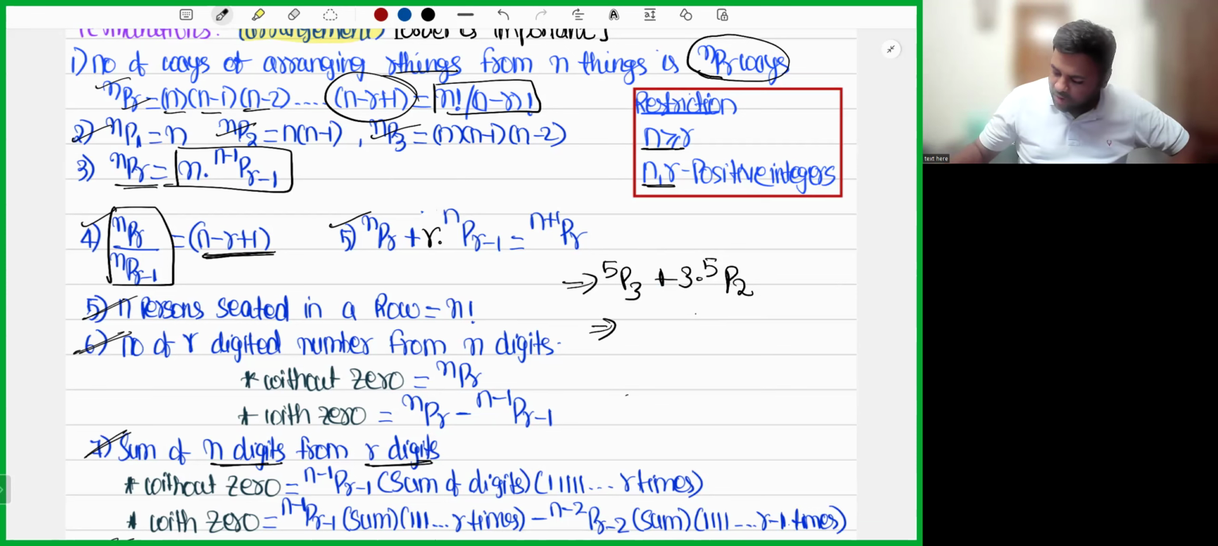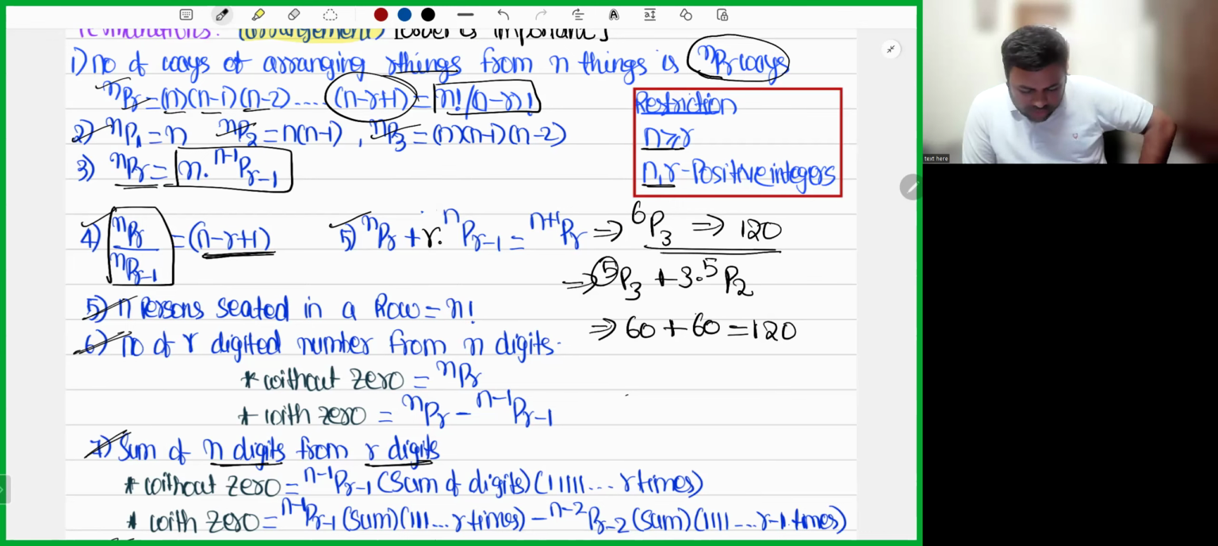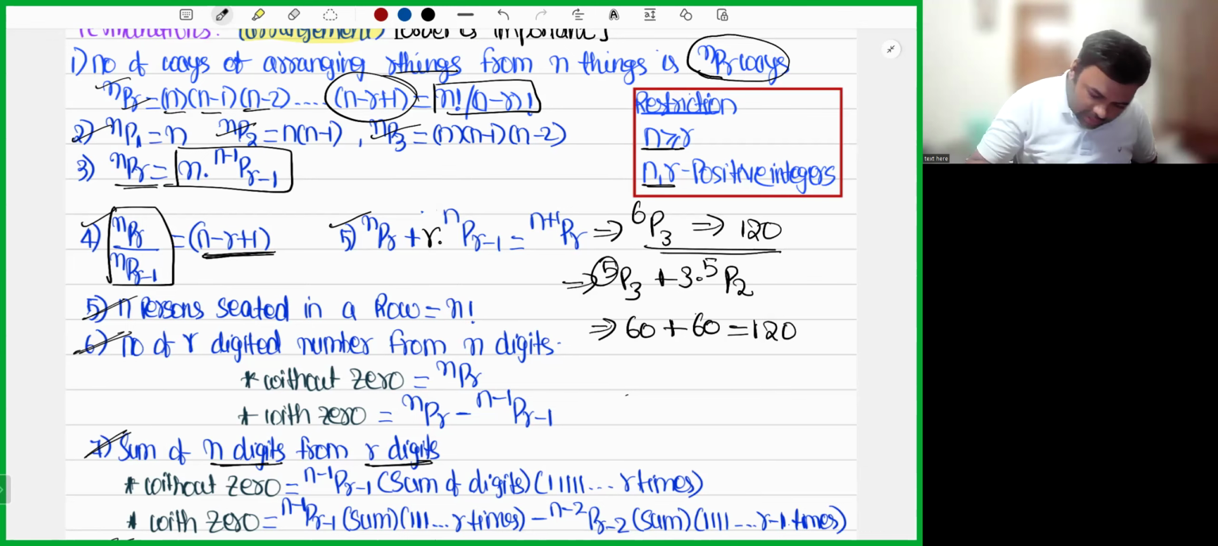Okay. What is 5P3? 5 into 4 into 3, 60, plus 3 into 5 into 4, which is 60, which is equal to 120. It's telling n plus 1 PR. What is 5 plus 1? 6P3. 6 into 5 into 4. It's also the same, 120. Okay. In the exam also, you can just take some random numbers and you can check whether it is satisfying. Okay. So I hope all these points are clear.